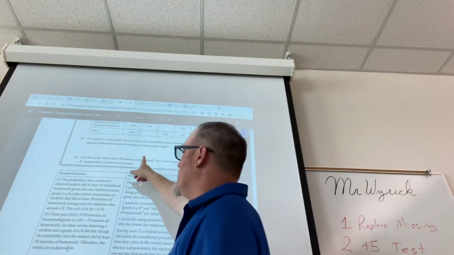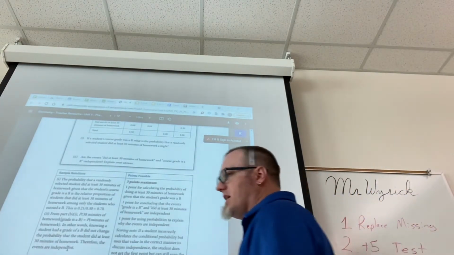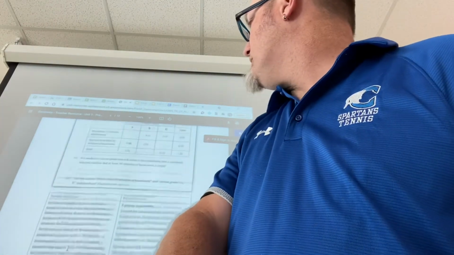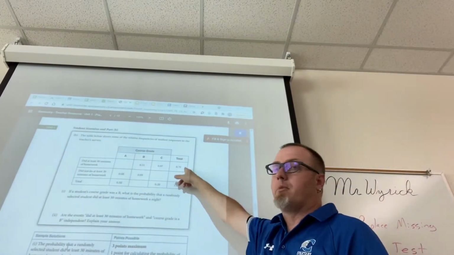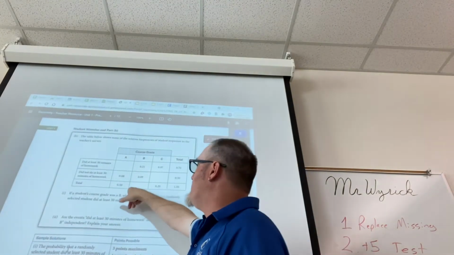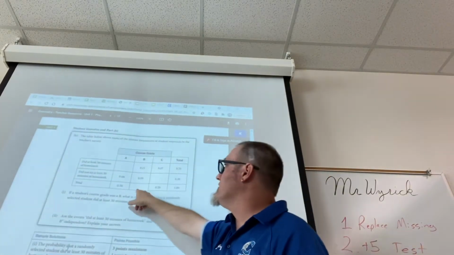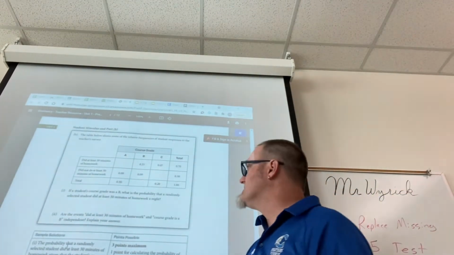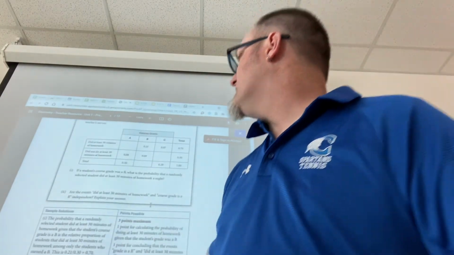Part 2 on this one, these are independent because 0.3 times 0.7 is equal to 0.21, and 0.21 is the combined probability. If you go back up and look at the table, 70% of the people did 30 minutes of homework. That is the probability of doing the 30 minutes of homework. And then 0.3 was got a B. So we multiply those together. The product of this, if that's the same as this combined probability, these are independent. It is the same. So these are independent. And you should have some words on that because it does say explain your answer.